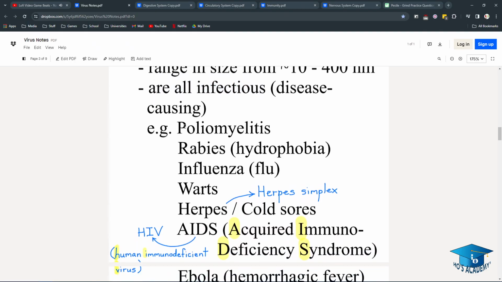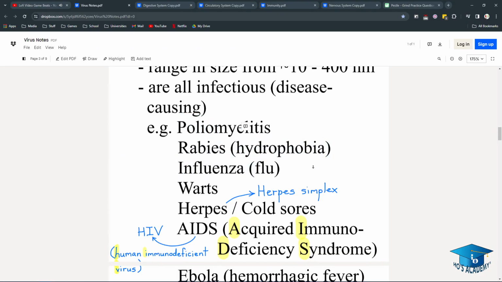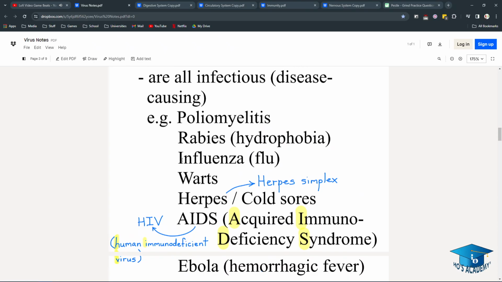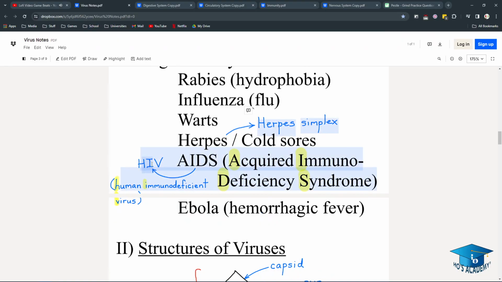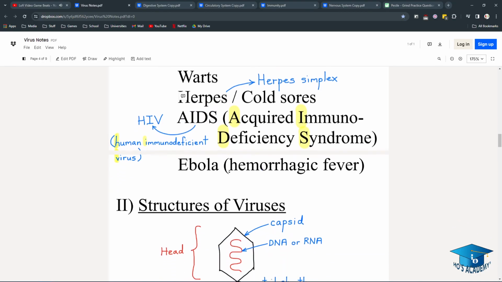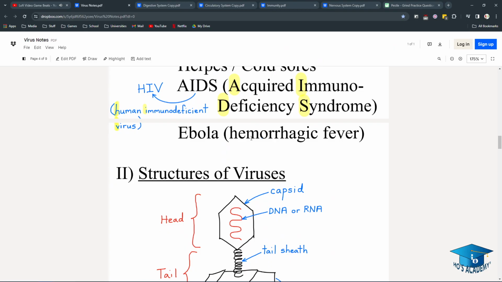So, for example, there's the polio virus, rabies causes hydrophobia, where you're scared to swallow your own spit and drink water. Influenza and flu. Influenza is the virus. And then there's warts, herpes, or cold sores from the herpes simplex virus. HIV, human immunodeficiency virus, causes acquired immunodeficiency syndrome. So AIDS is not the virus, HIV is, and Ebola.